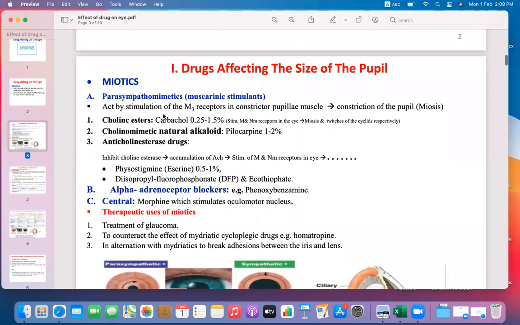Which are the drugs from the category of parasympathomimetics which stimulate the M3 receptor? These are the choline esters, carbachol, and pilocarpine, the natural alkaloids. We can say cholinomimetic natural alkaloids, carbachol and pilocarpine. So these are the parasympathomimetic drugs that act on the M3 muscarinic receptor on the constrictor pupillae muscle and are responsible for meiosis.